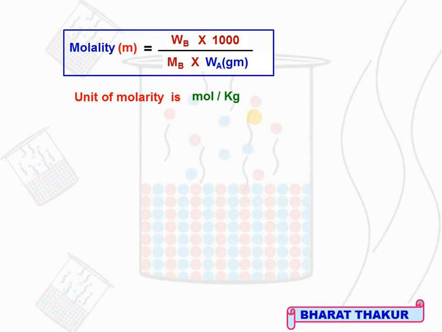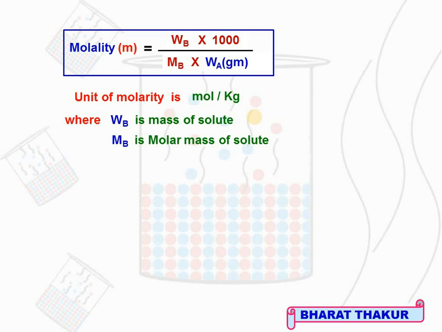So that's why it's important to learn. Please note down the final formulas of mole fraction, number of moles, molarity and molality, because these are most important, which we are going to use in the next topics of numericals of this chapter, where WB is the mass of solute, MB is the molar mass of solute, WA is the mass of solvent.